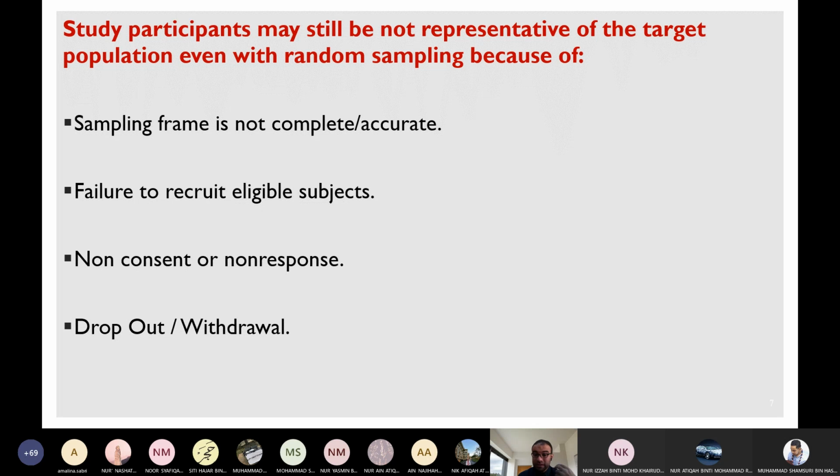or the failure to recruit enough of the eligible subjects you want to include. They have been approached, but they didn't consent, or they didn't respond to our research, or they responded initially, especially in a clinical study, they were included, and then dropped out or withdrew on the way. They didn't complete.